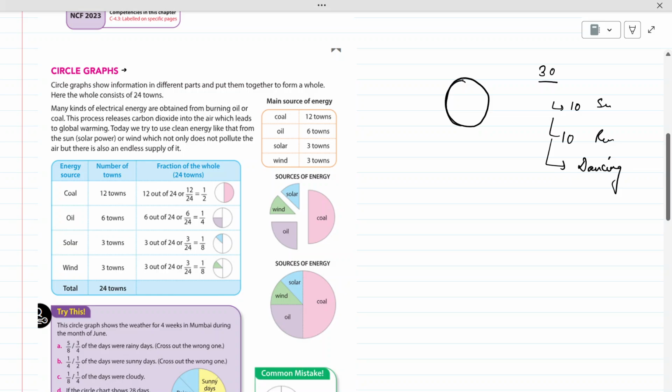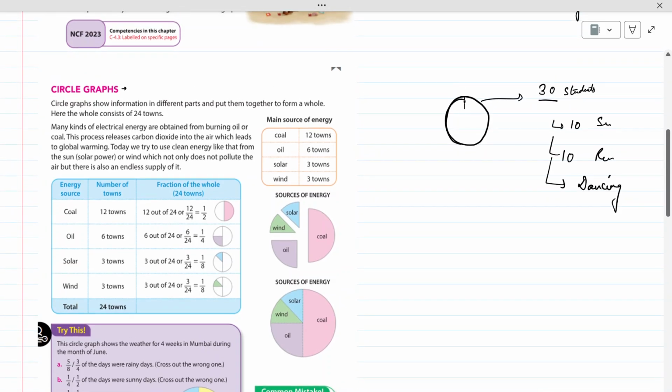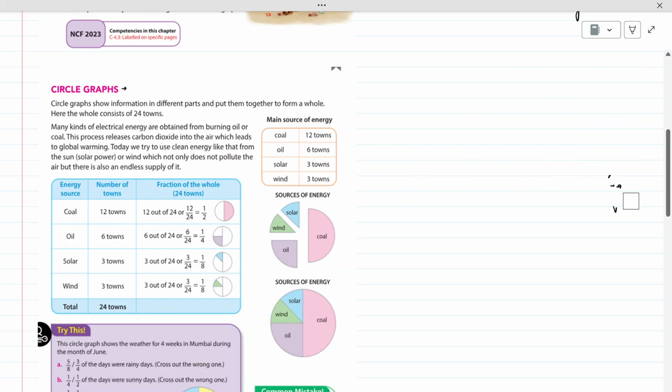This complete circle will represent 30 students first, that is the whole class. And now I have to divide it equally into 3 parts, because this is 10, 10 and 30 minus 20 will be 10 here also. So I'm dividing this into equal 3 parts. It will be something like this. So 10 students are here, 10 are here and remaining here. 10 students like singing, 10 students like reading and 10 students like dancing. Okay, so I hope this is clear. This is how we represent the data in the circle graph. Now let's go through what is given in the book to us.